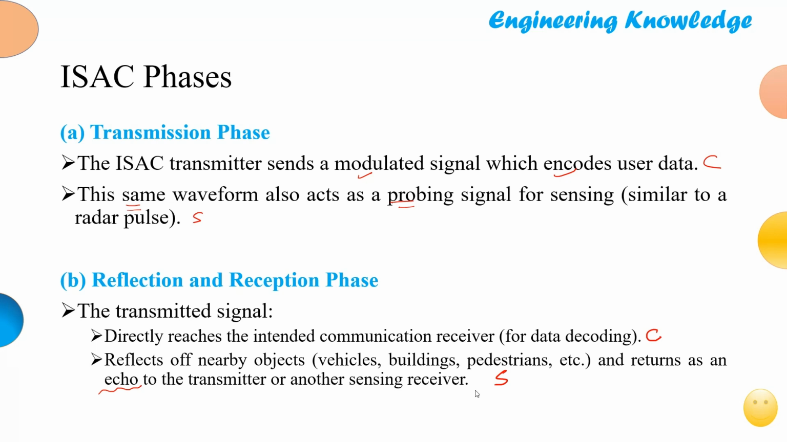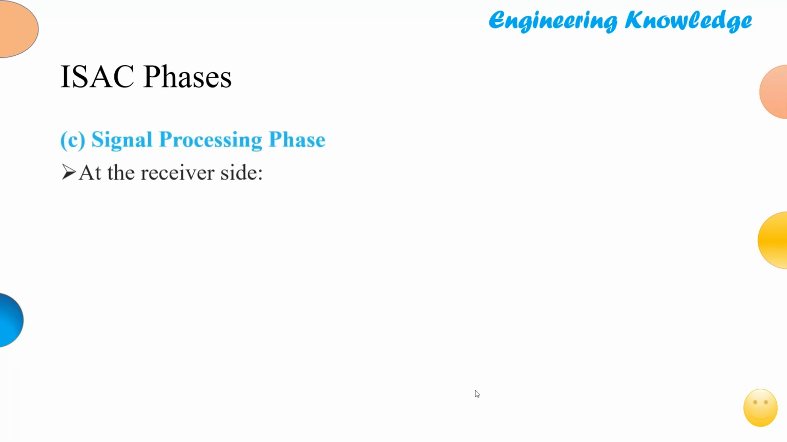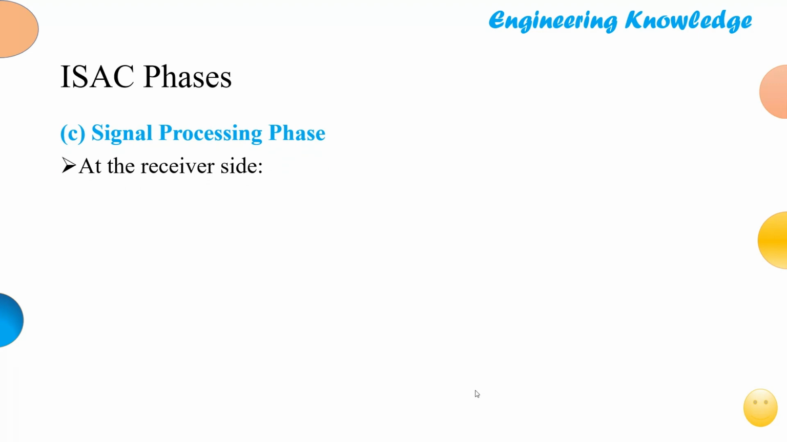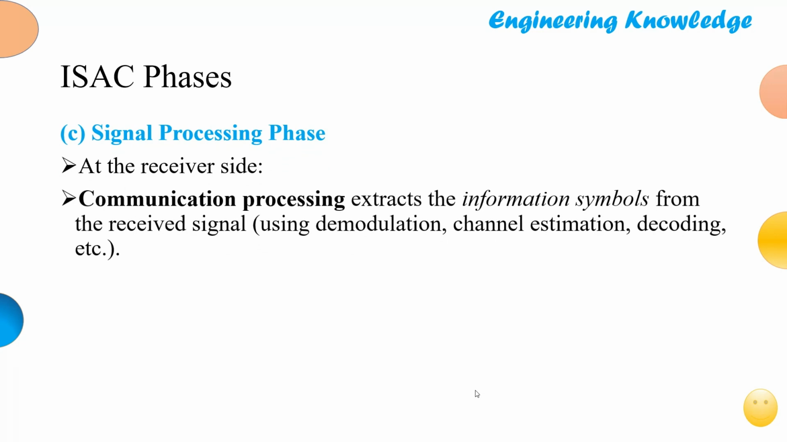And the final phase, the third phase, is the signal processing phase. This is important. Signal processing is also done at two levels. The first level is the communication phase. In communication, the extraction of information symbols from the received signal, that means demodulation, channel estimation, whatever is done, is the signal processing for the communication phase.